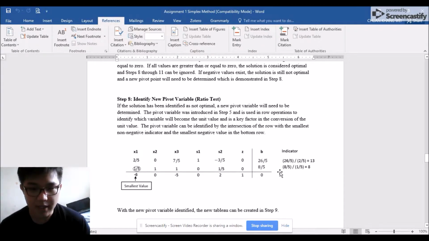As you can see, after we found out the ratio test, we know that the ratio for row 2 is smaller, which is 8 compared to 13. So we will use row 2 as our pivoting row.